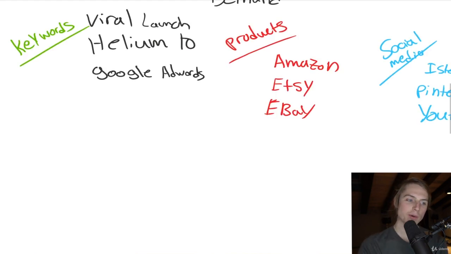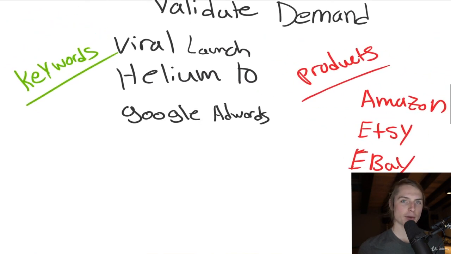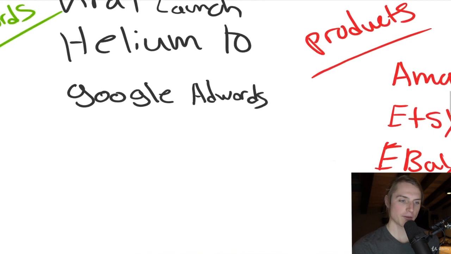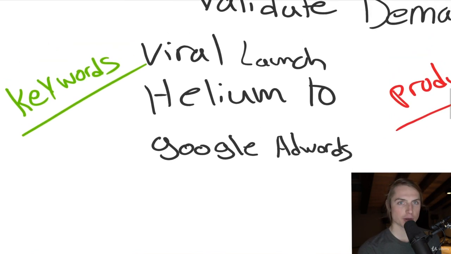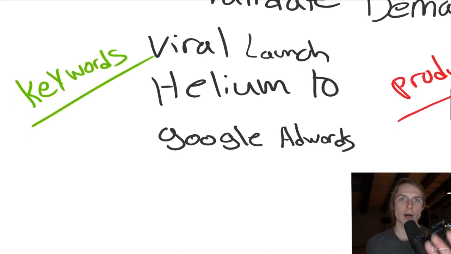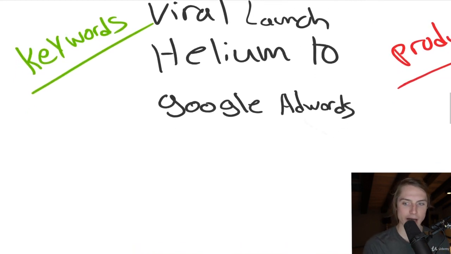So essentially the way we would do this is you would look at three things. You would look at keywords. And for this, we would use Viral Launch, Helium 10, and Google AdWords. By looking at the keyword volume on there, maybe one tool says way higher or something, but by using all three of these, we could validate, okay, where's the demand about? And you'll see that in this video.